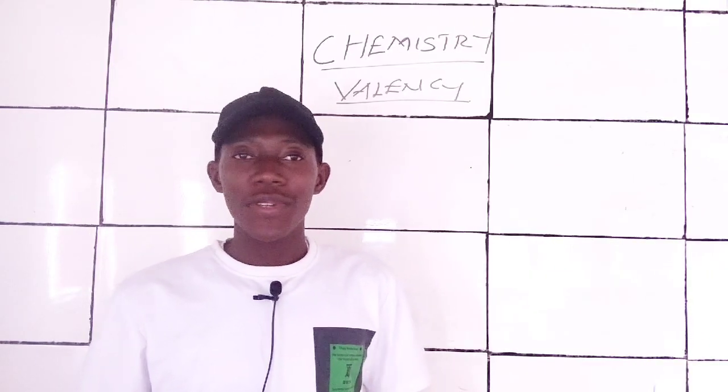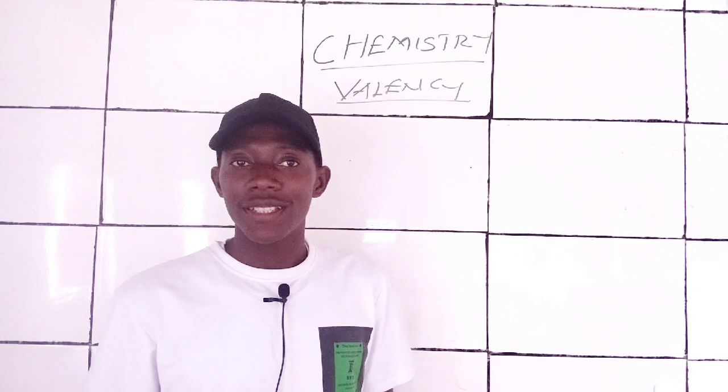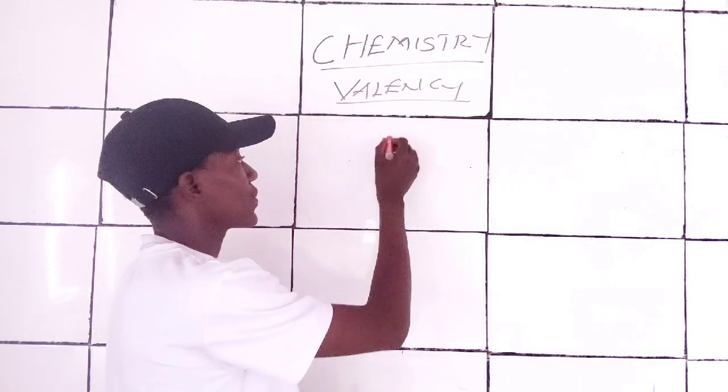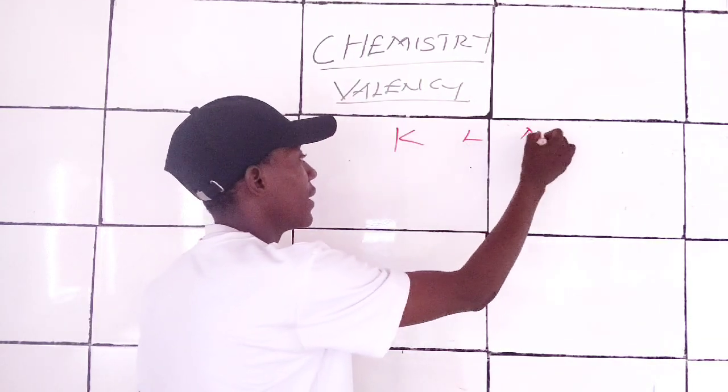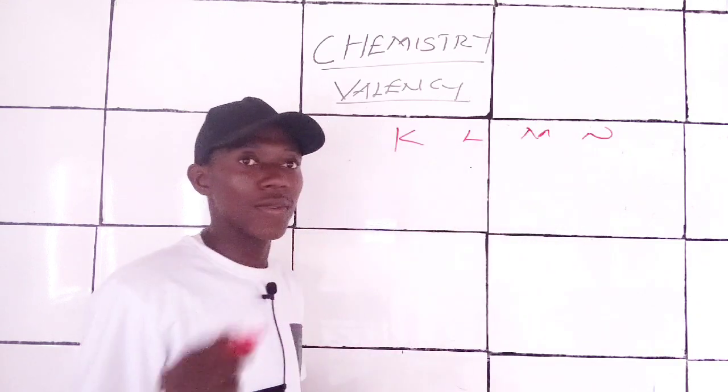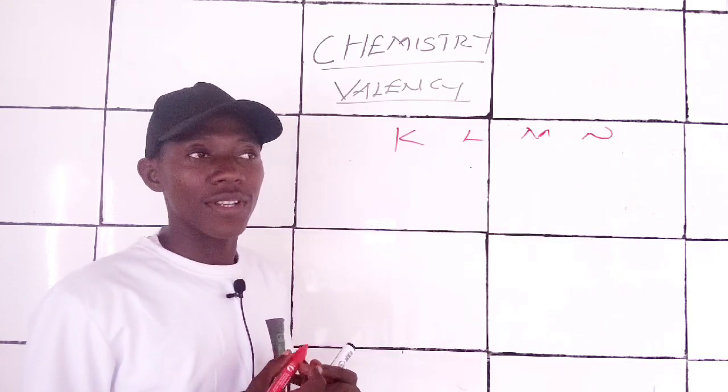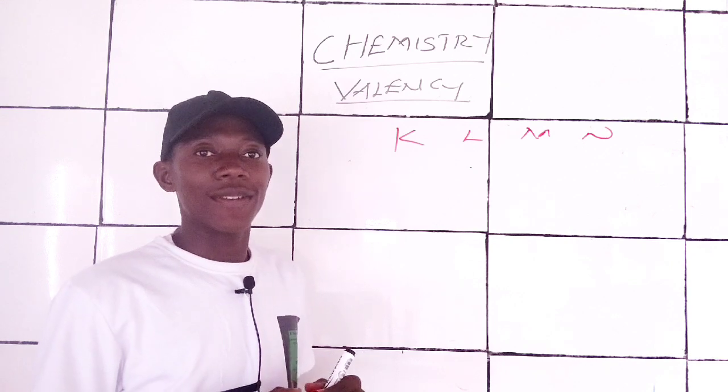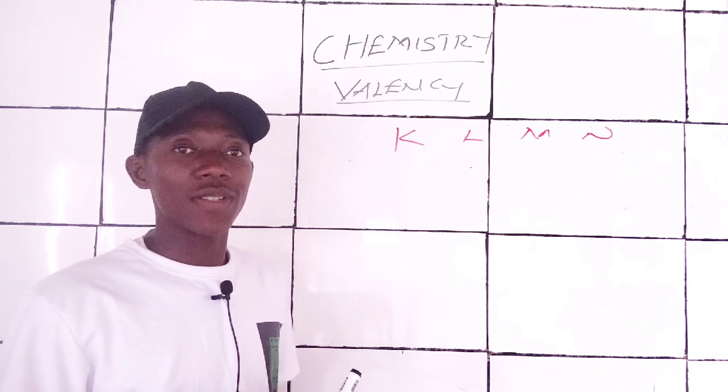Alright, let me use the following question to perfect the knowledge of our valency. Now we're going to draw the shells, which are K, L, M, N, and so on and so forth, and we're going to start drawing the valencies of different elements. Now we're going to make this very, very brief.